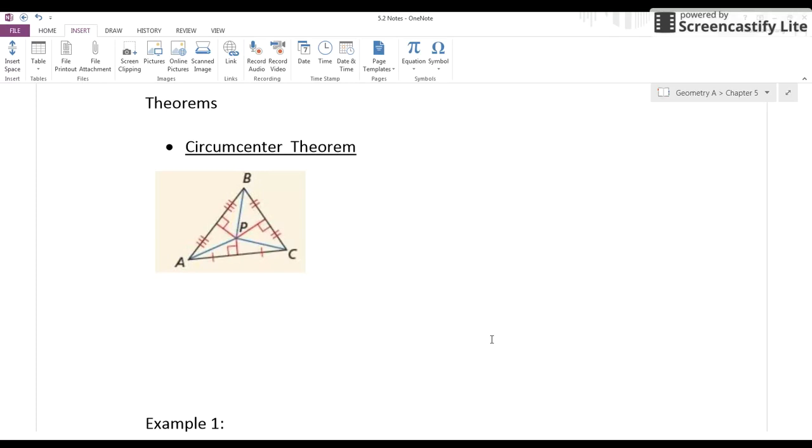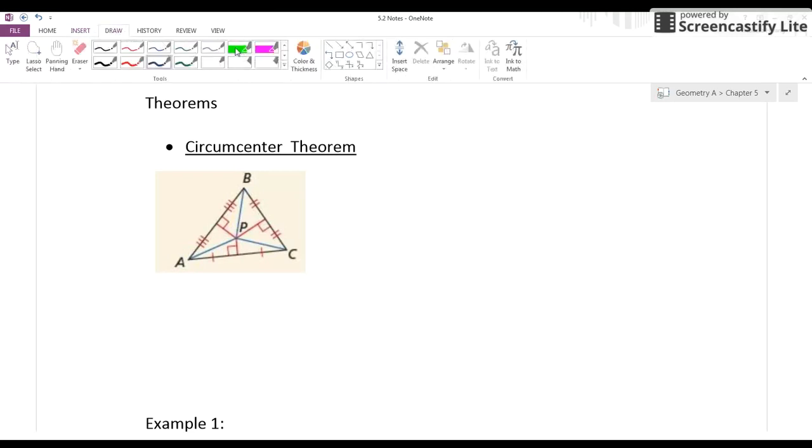So take a look at the first diagram. Let's look at the circumcenter theorem. Remember, what makes a circumcenter a circumcenter? It's the point of concurrency of the three perpendicular bisectors of a triangle. Just to remind you, perpendicular bisectors are the segments that are perpendicular to each side and cut each side in half. Where these three pink highlighted segments meet, that's your circumcenter P. Just remember, P is your circumcenter.